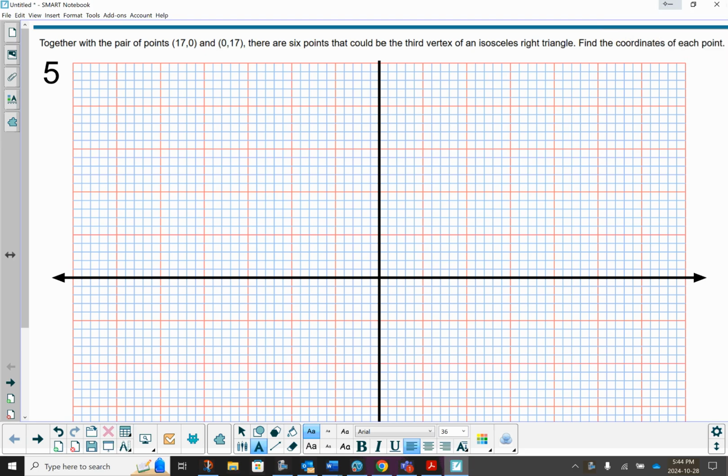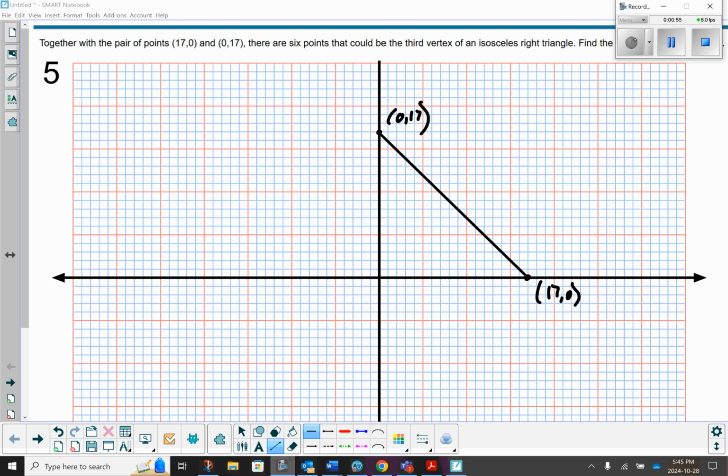Okay, one version of it here. Oh my goodness, look at how small the scale has to be on my graph. Together with the pair of points (17, 0) and (0, 17), there are 6 points that could be the third vertex of an isosceles right triangle. Find them. Well, sure, that's easy for you guys to say.